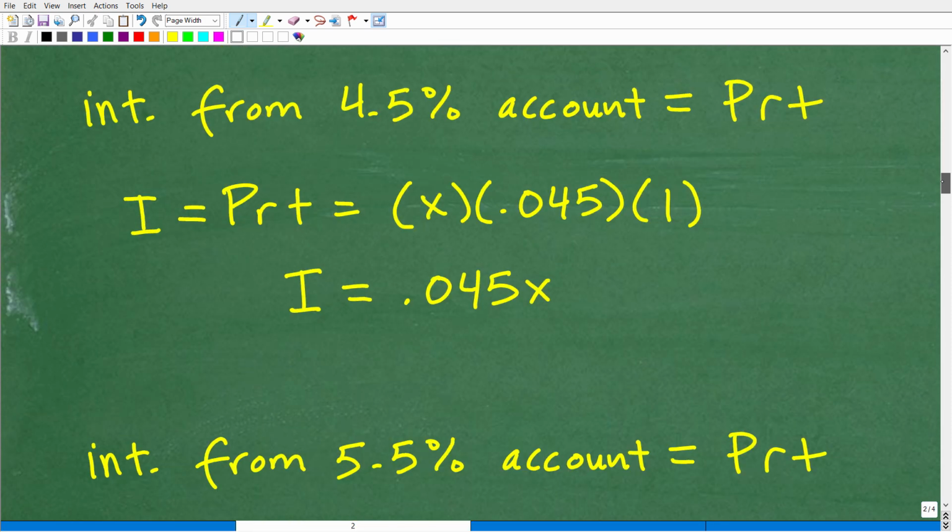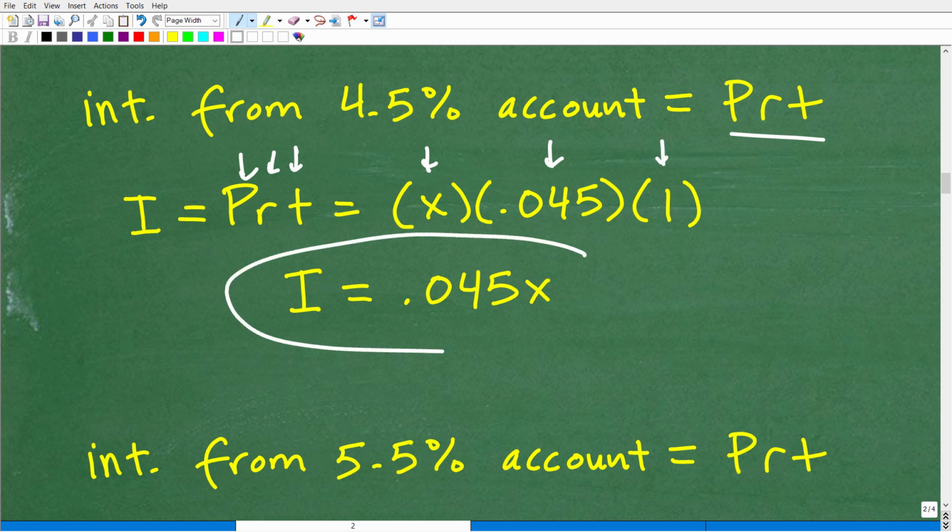And here you go. All right, so the interest from the 4.5% account, again, we're going to be using that PRT. So the interest is going to be equal to the principal, which is going to be X, right, for that particular account. The rate, which is 4.5%, we're going to express that as a decimal. That's 0.045. And then the time, okay, is 1 year or 1. So the interest made on that account is simply going to be 0.045 times X times 1, which is 0.045x.